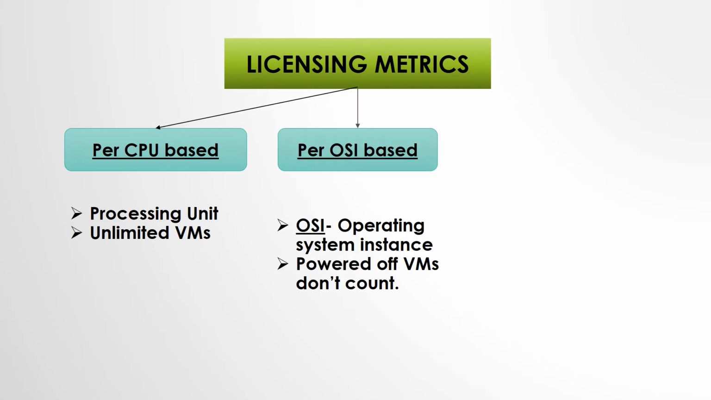Second is per OSI based. OSI is operating system instance, and an OSI can be any object which has an IP address and can be monitored. One thing to note here is that powered off VMs don't come under it.